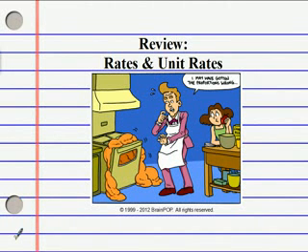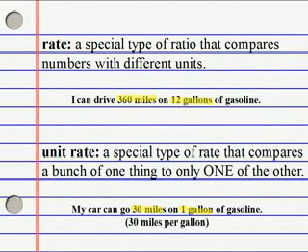Before we move on to proportions, let's do a quick review over rates and unit rates. A rate is a special type of ratio that compares numbers with different units. For instance, I can drive 360 miles on 12 gallons of gasoline. Our rate is comparing miles, or distance, to gallons, or capacity, two different units of measure.